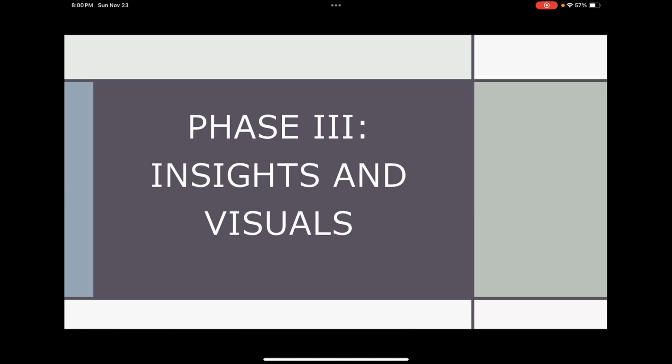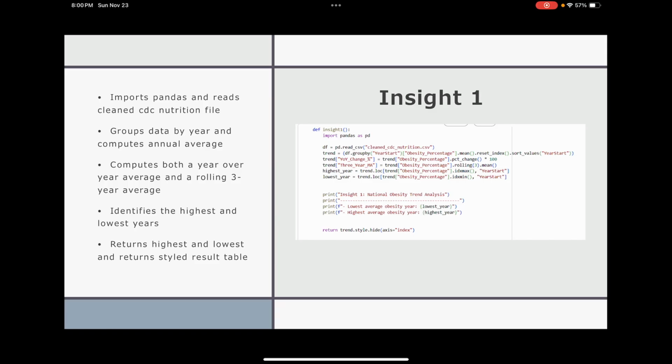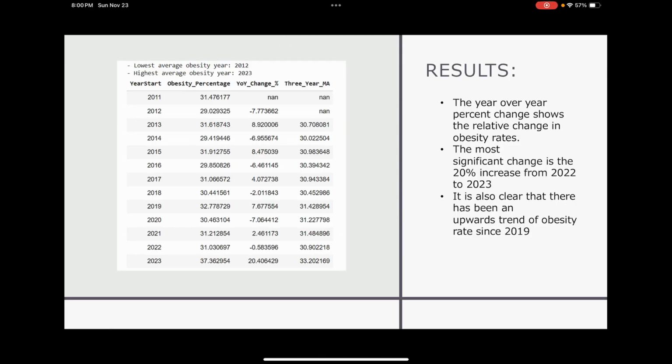In Phase 3, we talked about insights and visuals. Our first insight concerns the CDC CSV file. In this code, pandas is imported and the CDC clean nutrition file is read. Then data is grouped by year, and averages for 3 years and year over year are computed. These are the results. The lowest average year was 2012 and the highest was 2023.